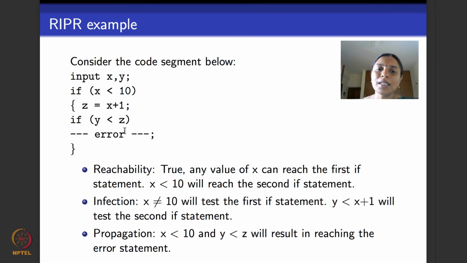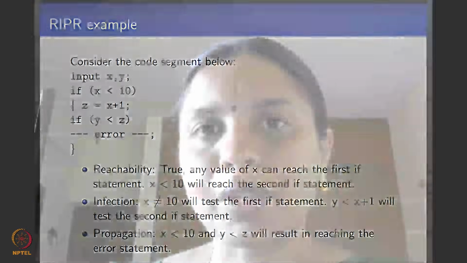So both these predicates, x less than 10 and y less than z, will have to be true for me to be able to reach the error statement. So I hope what reachability, infection and propagation is very clear. In this piece of example, it's quite small, so it was easy to come up with the conditions for reachability, infection and propagation and so on.